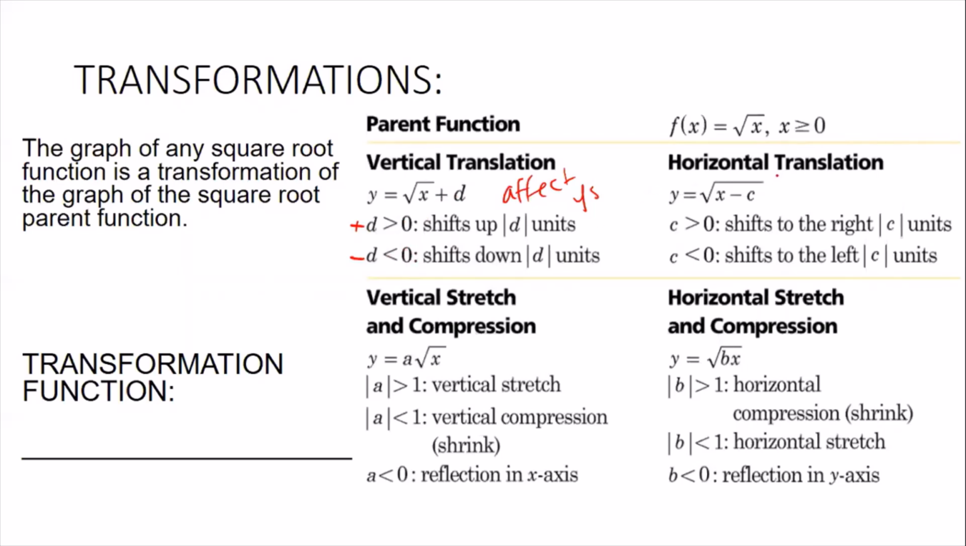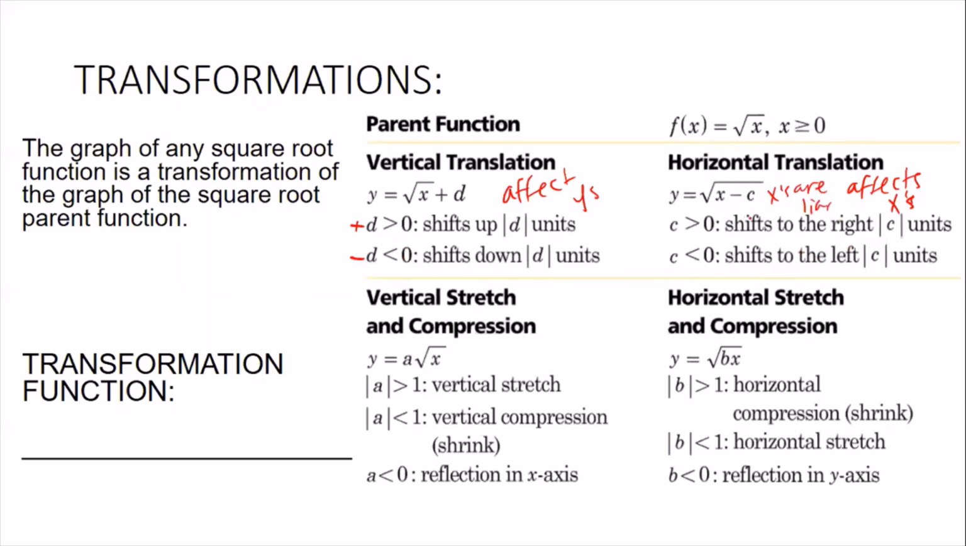Okay. Horizontal translation. Horizontal translation means that the addition or subtraction is happening inside of the square root. Okay. So your addition and subtraction is happening inside of your square root. And this is going to affect your x values. And a key thing we need to remember about our x values is that x's are liars.